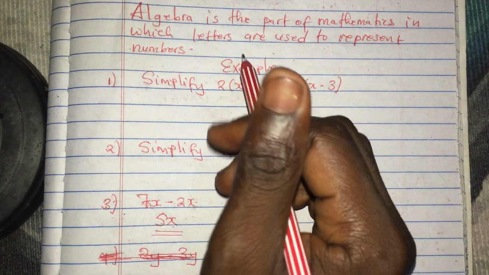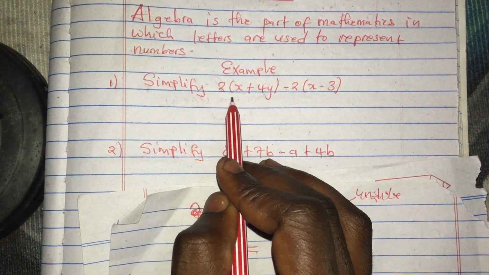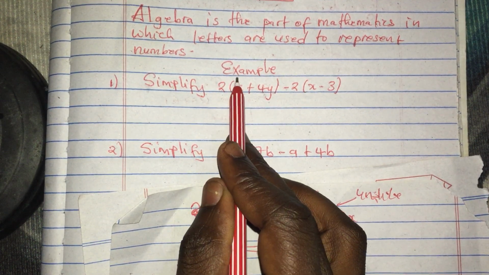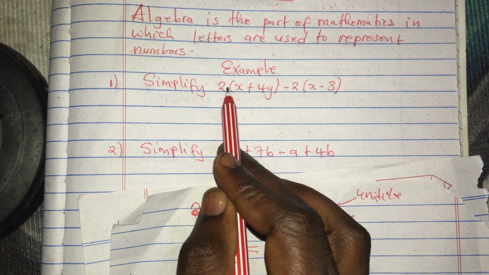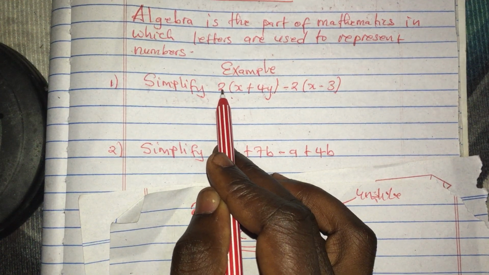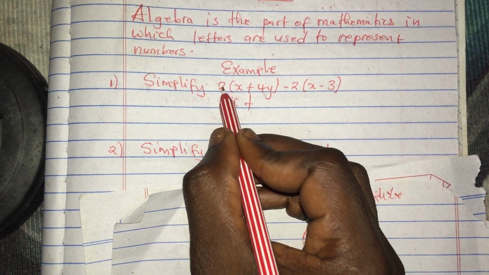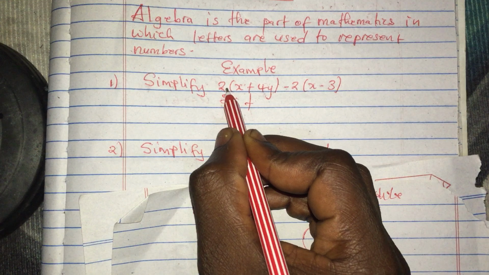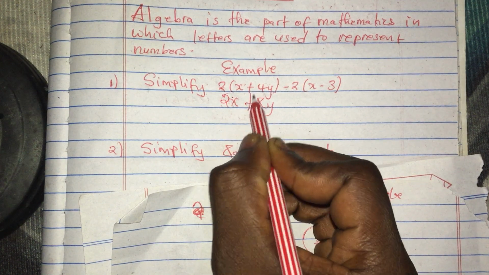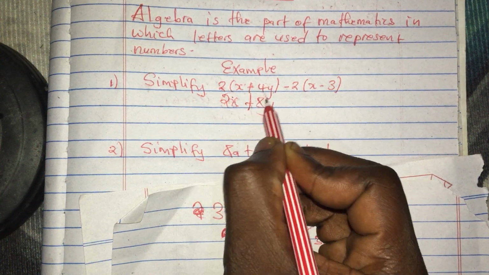Now let us go to number 1. So if you check here, I have a number outside. This is 2, then I have open bracket, x plus 4y, then close bracket. So if you have a number outside the bracket, what does it mean? It simply means we are going to multiply everything in the brackets by 2. So 2 times x is 2x, plus 2 times 4y is what? 8y. This sign will remain the way it is.